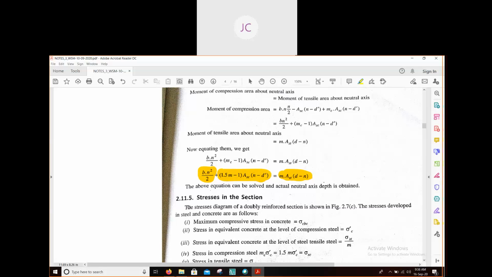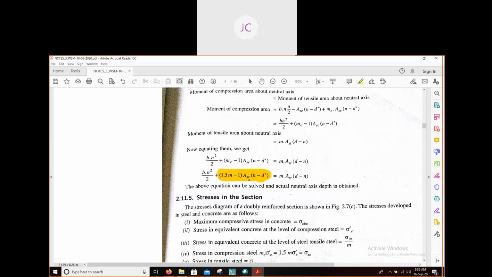So you can see the formula. Bn square by 2 equals m AST into (d minus n). This was the formula for a singly reinforced beam. Now since it is a doubly reinforced section, we have to add one additional part, that is 1.5 times (m minus 1) into ASC into (n minus d dash).